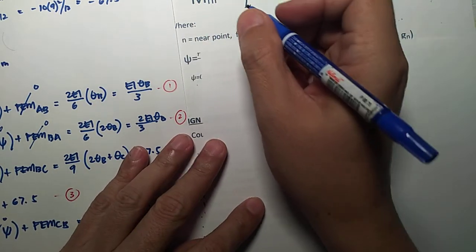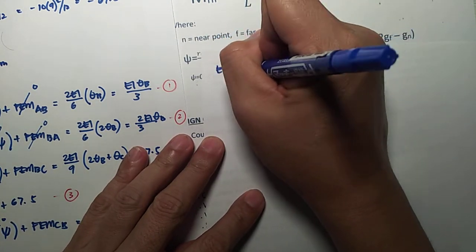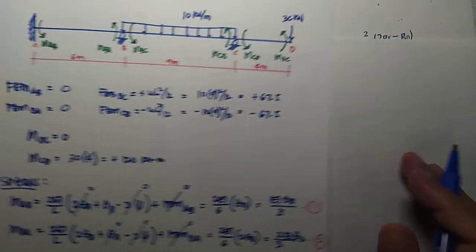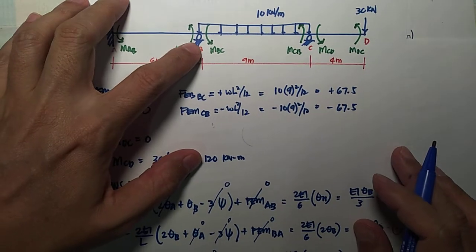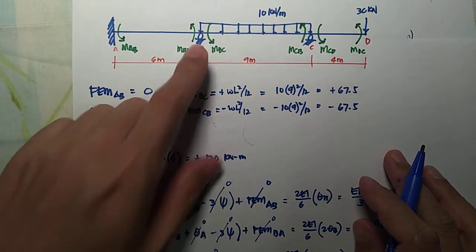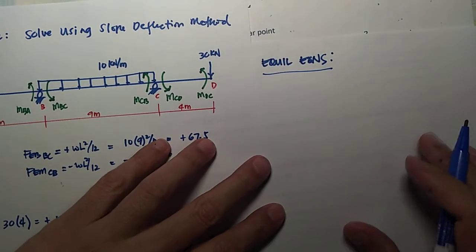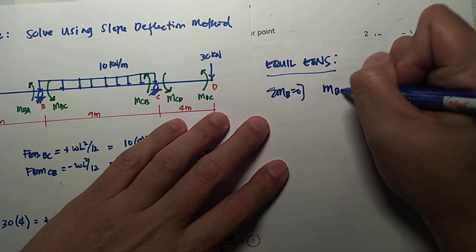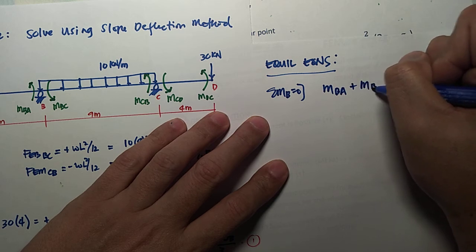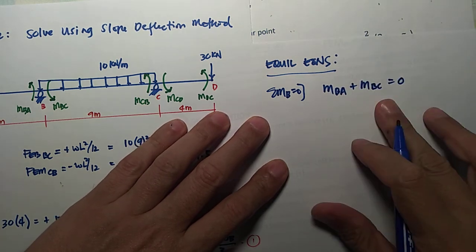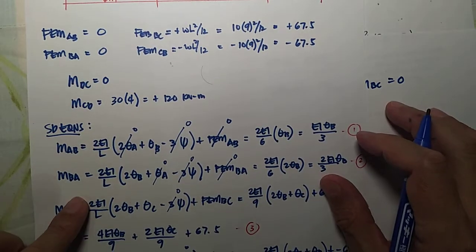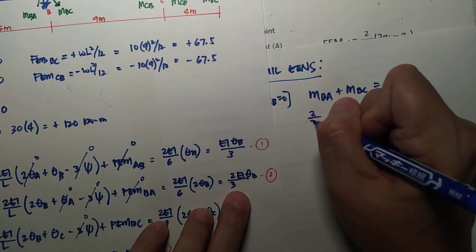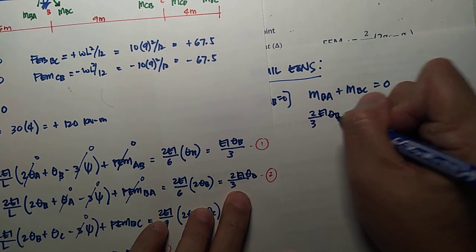Okay, so let us write the equilibrium equations. Diba ang summation ng moment sa support B is 0. So that means summation of moment at B equals 0. So that means MBA plus MBC must be equal to 0. Ayan. Ano yung MBA? MBA yung equation 2. So, kokopyahin ko equation 2. So, 2/3 EI theta B. Yun lang.